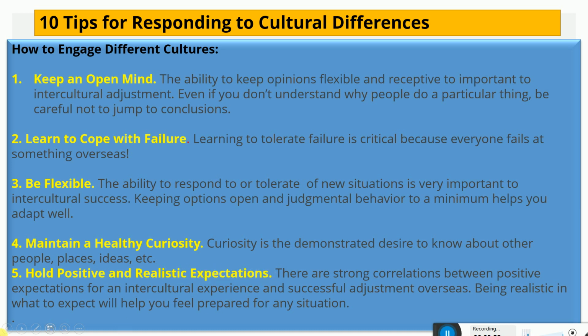What do we mean by expectation? If you are working in an organization and your expectation is that your salary will be increased, but sometimes your work performance is not good, so the expectation will not match. There is a strong correlation between positive expectations for intercultural experiences and successful adjustment overseas. Being realistic about what to expect will help you feel prepared for any situation.